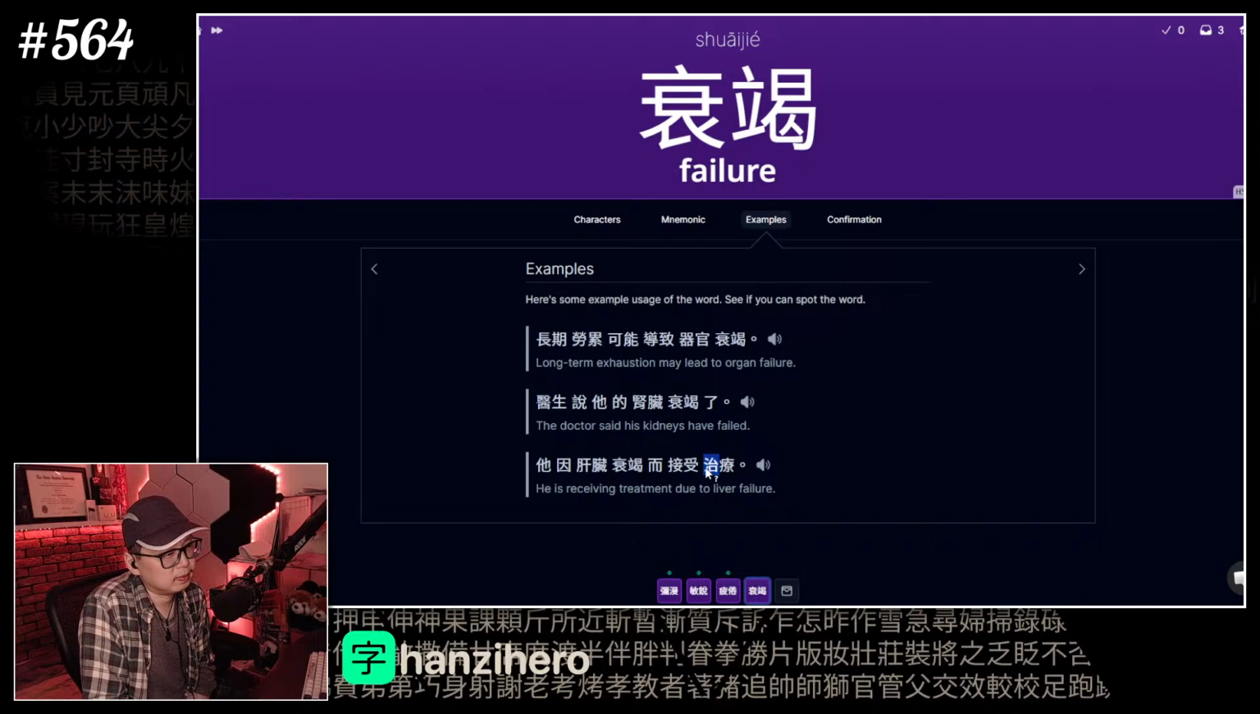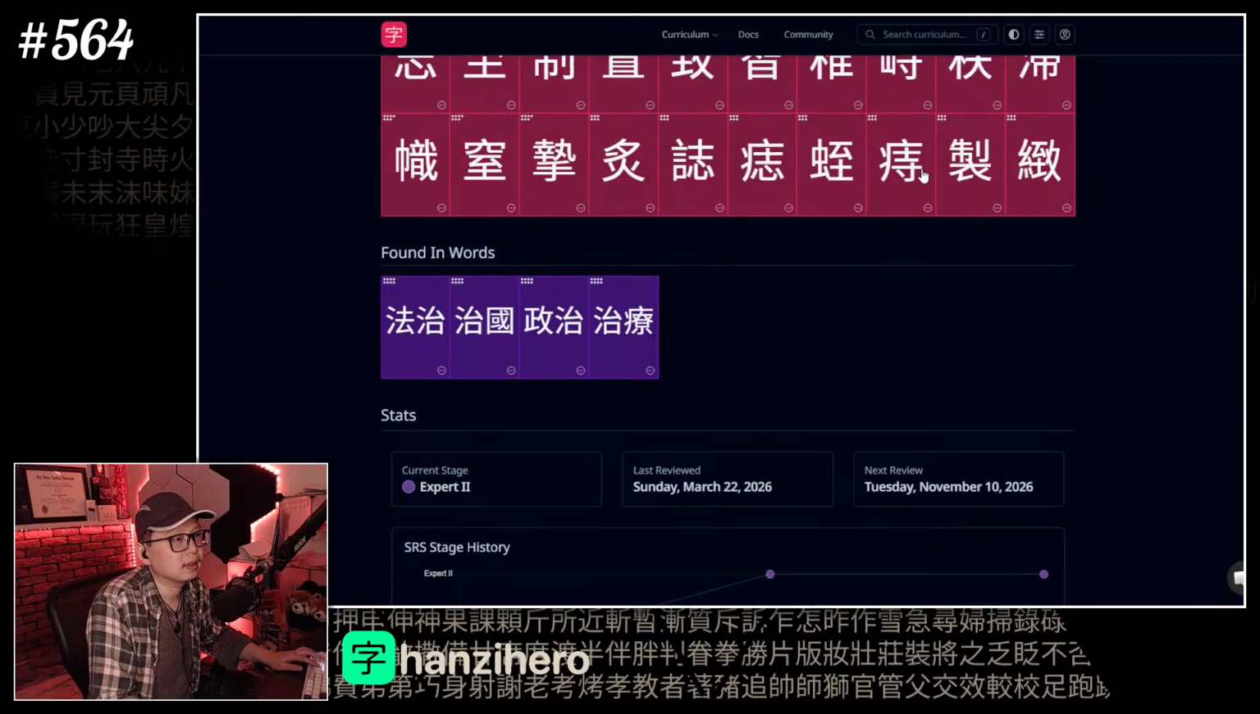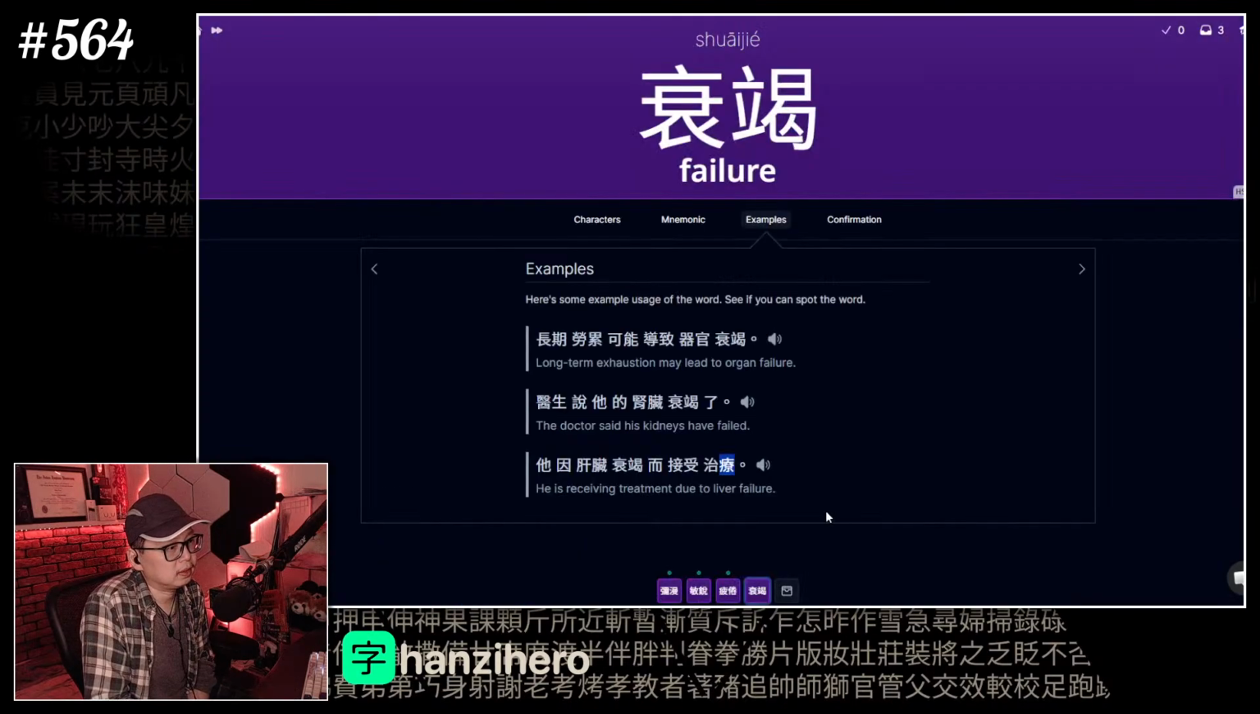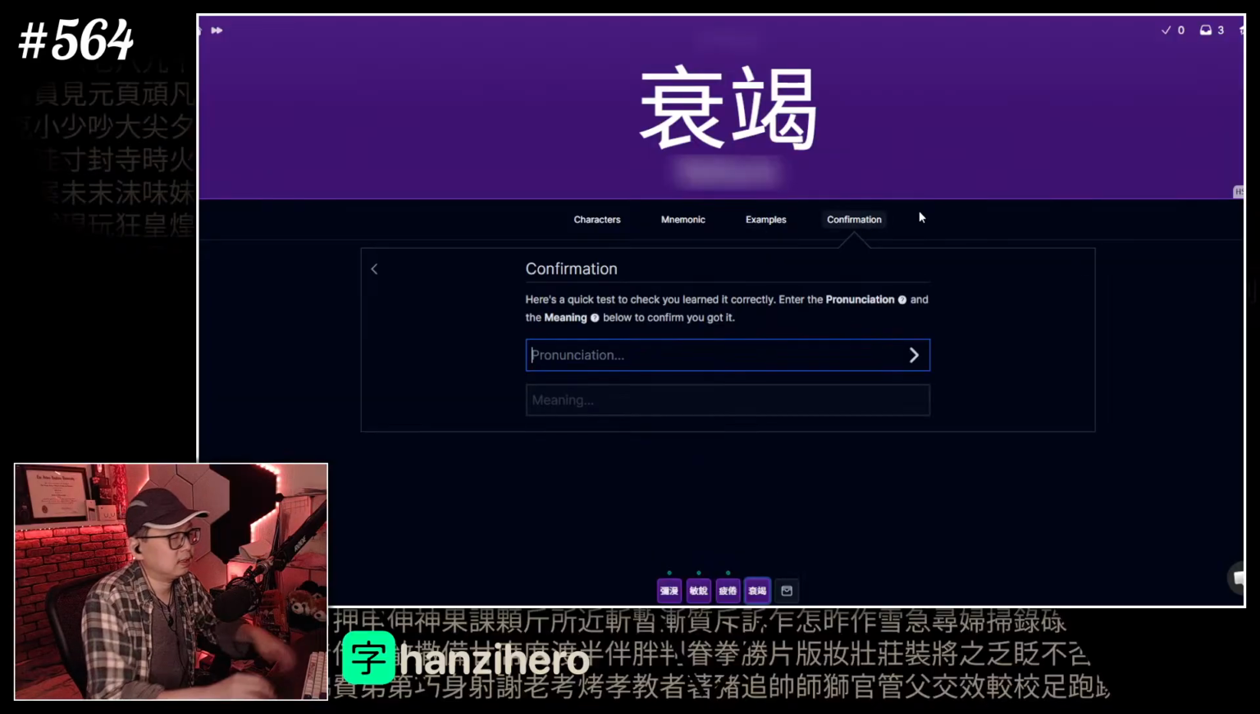This is a tough one. Sure, Liao helps out, because it deals with curing, but the other one does too, technically. 治疗. And then the vocabulary actually focuses more on governing.